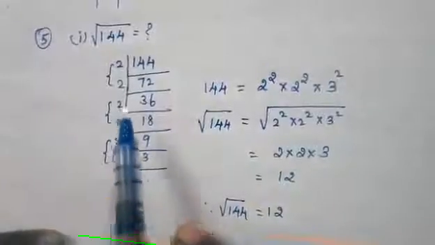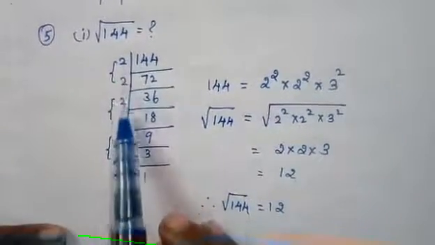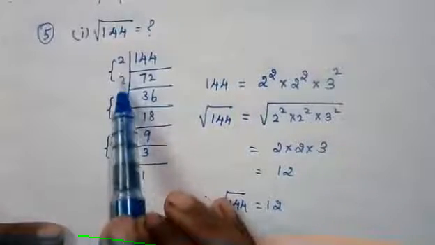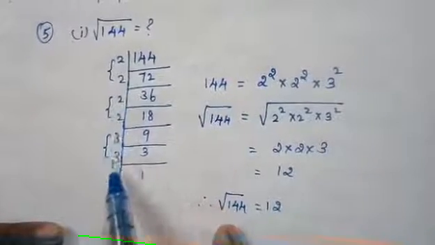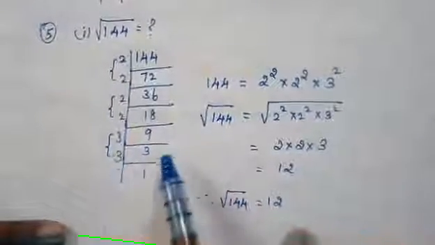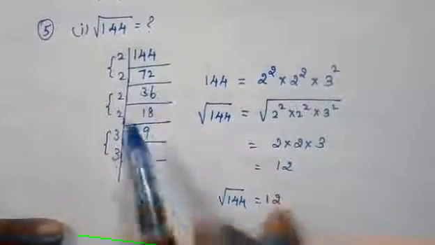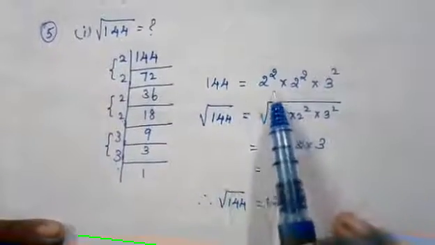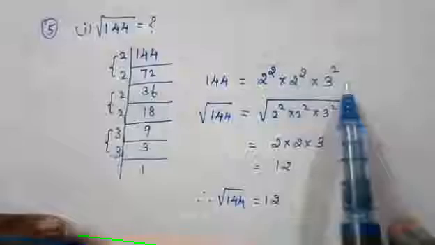So now you have to make pairs of numbers: 2 square, 2 square, 3 square. So 144 is written as 2 square, 2 square, 3 square. Why are we making this as a pair? Because square and square root cancel. So you write it as pairs of numbers. So 144 is equal to 2 square into 2 square into 3 square.